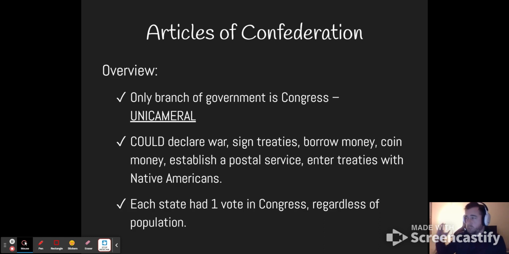The major point here with the Articles of Confederation is it only introduces one branch of government, and that branch is Congress. So there's no Supreme Court and there is no presidency.